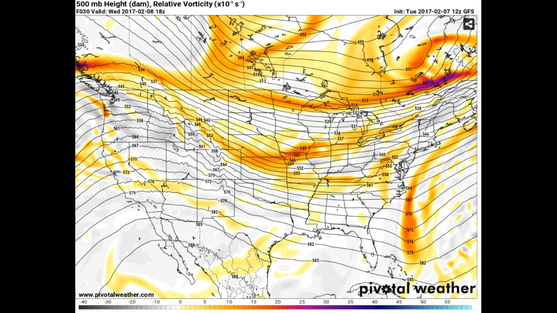During this video, we're going to pretty much explain what model guidance is doing, as well as what we think will happen here over the next few days as we look for a snowstorm to impact the Northeast over the next 2 to 3 days, Thursday into Thursday night.